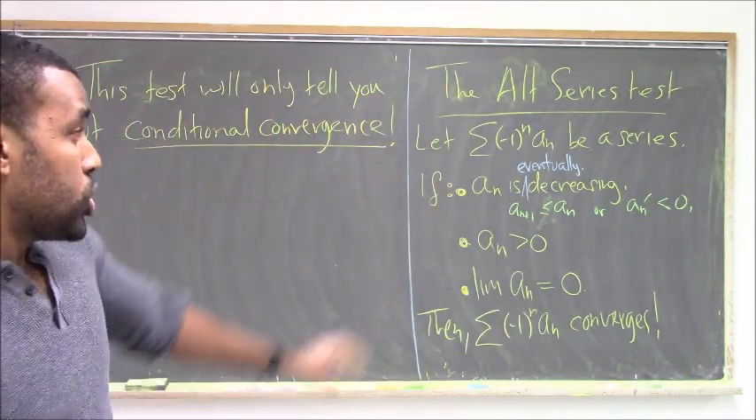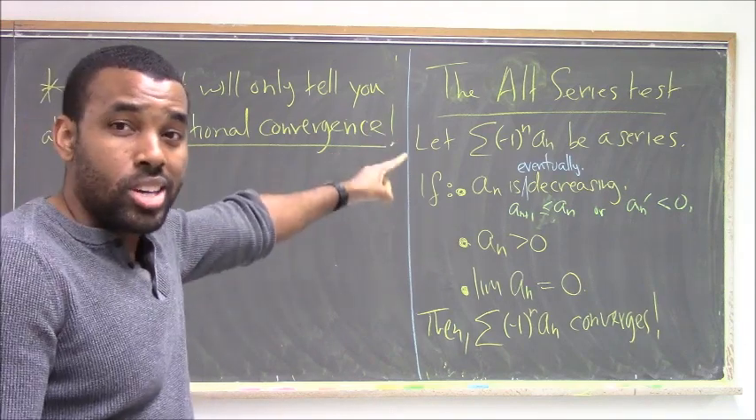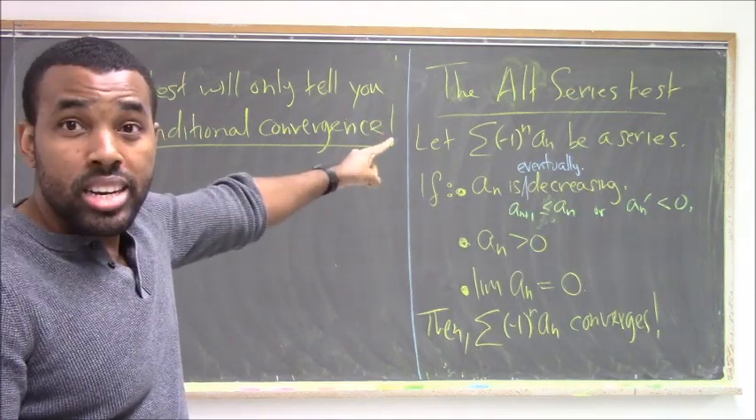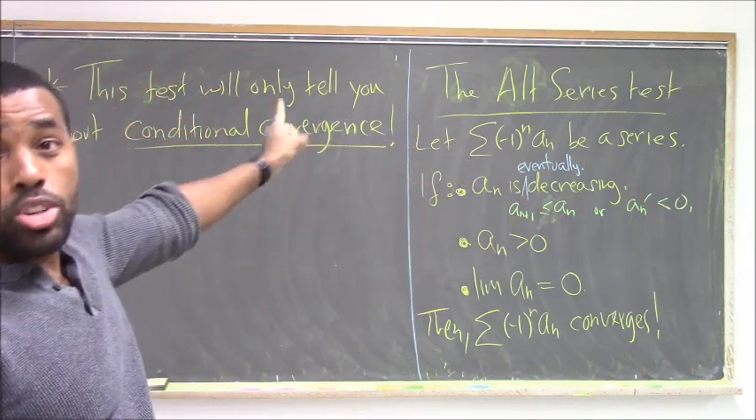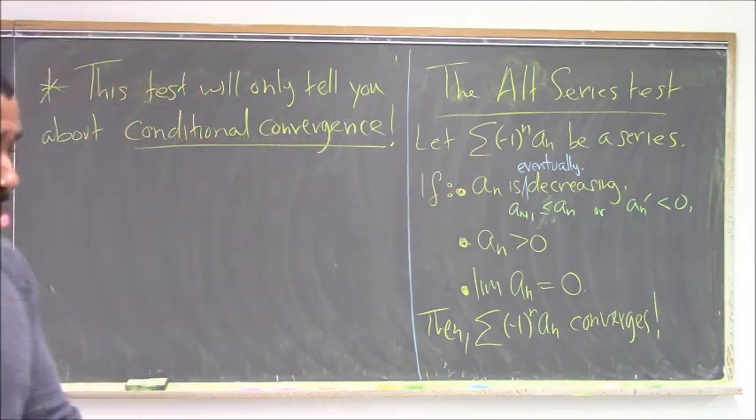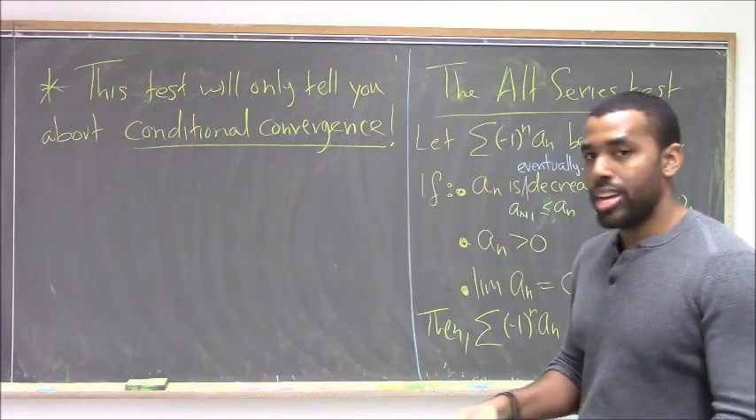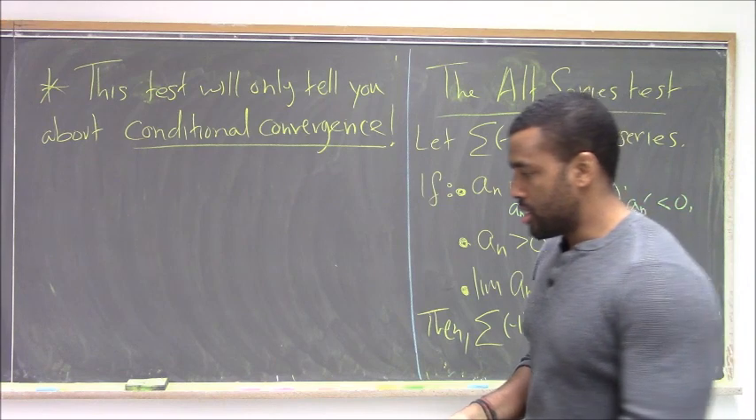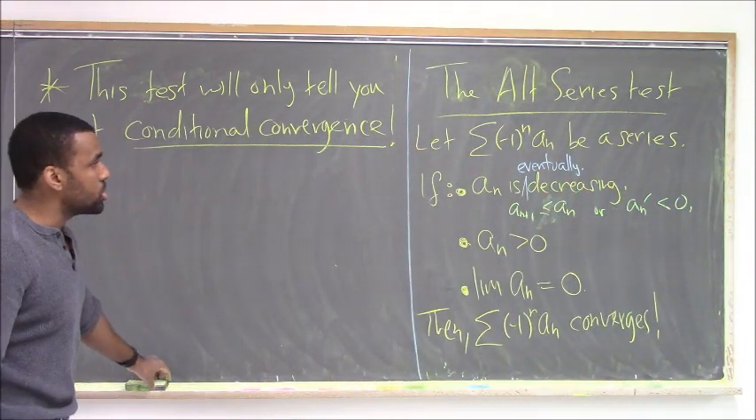So what you should know about the alternating series test, not only what it says and the fact that it works on alternating series, but you should also know that it only tells you about conditional convergence. That's going to be important coming up later. After I get through all the tests, we're going to talk about situations where that would be important. But just know that.